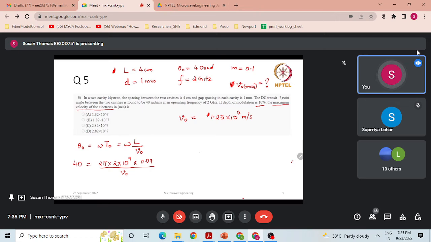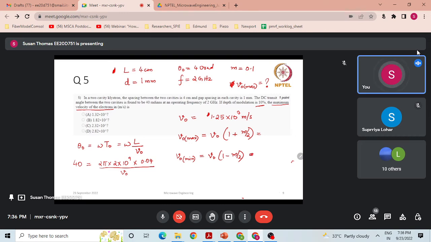So is this the answer for the question? This is the electron velocity leaving the cathode. Is this what is being asked? No. If you know that the modulation depth is 10%, you need to calculate the maximum electron velocity. How do we do that? V naught into 1 plus m by 2, where m is equal to 0.1. Similarly, you can also calculate V naught minimum, which will be V naught into 1 minus m by 2.